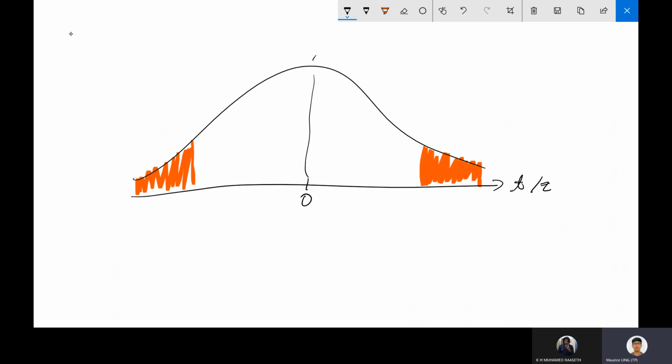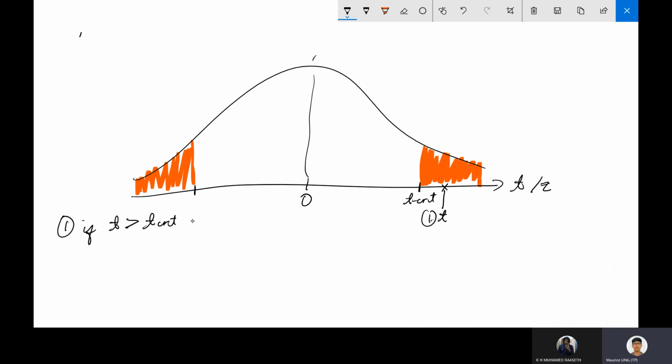Okay. So condition 1. Let me just write. Situation 1: if the t calculated is more than the t critical. Remember this point here, this is the t critical. If t is more than t critical, which means that the t may be here, correct?